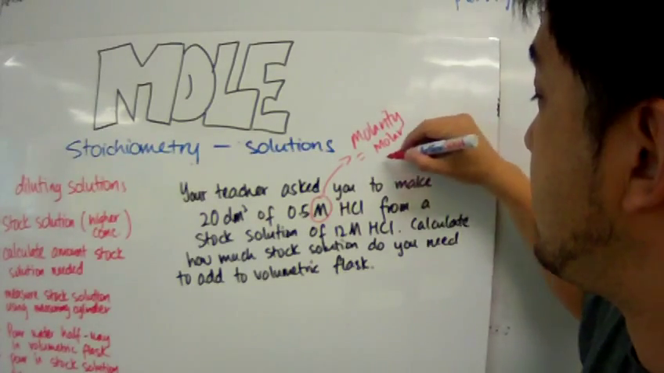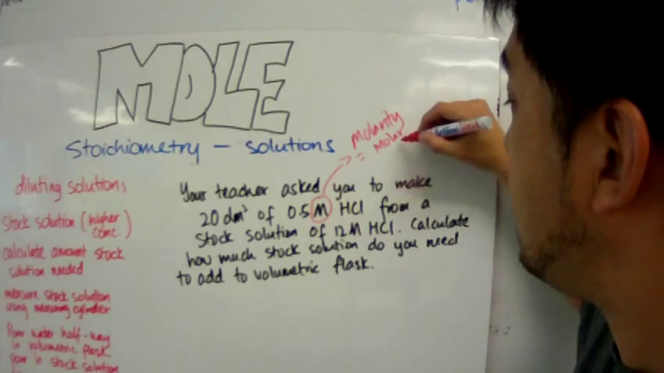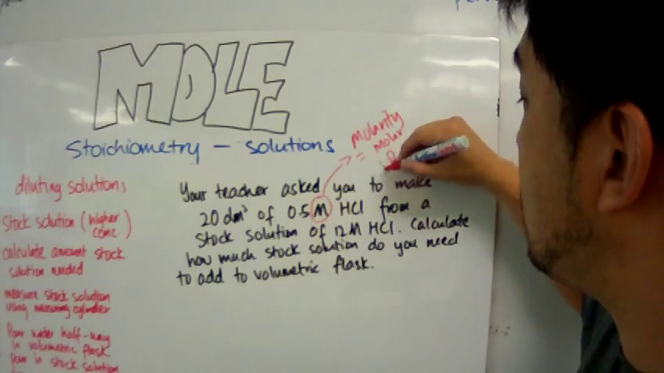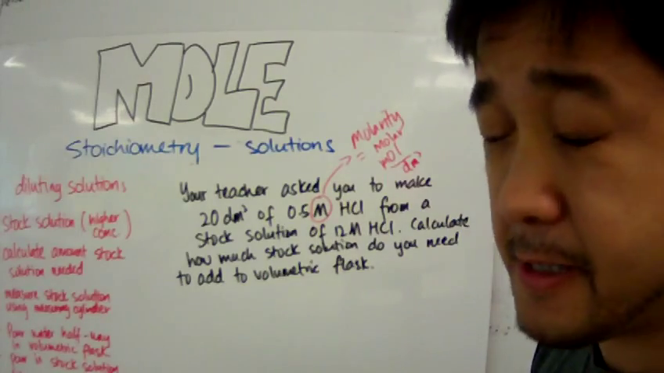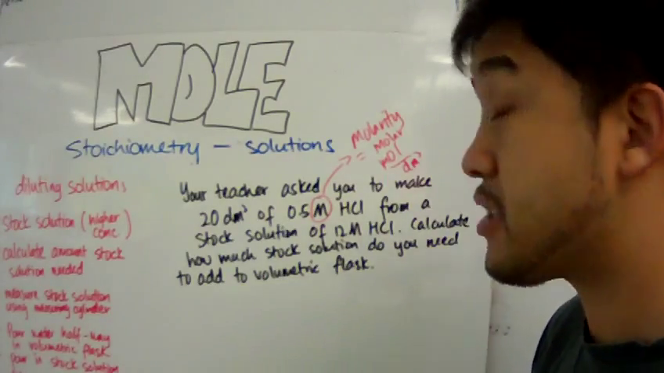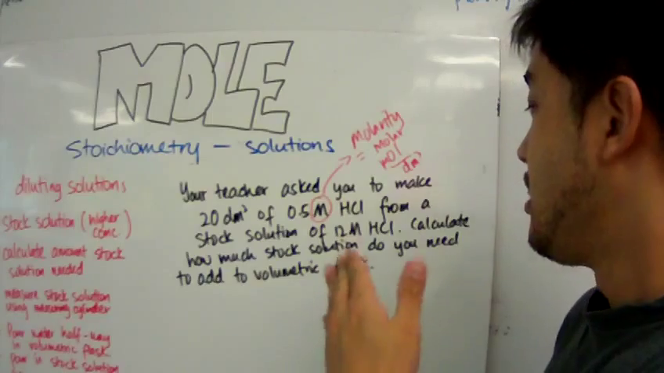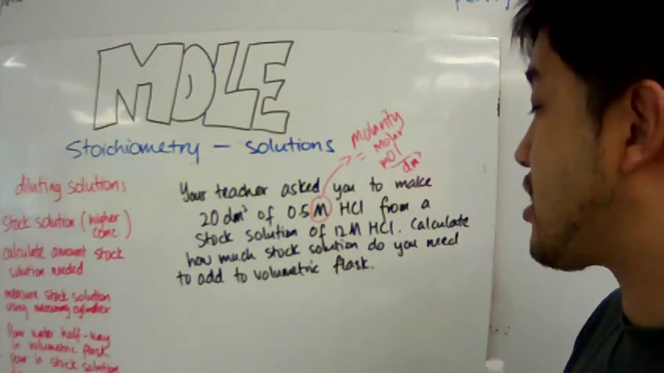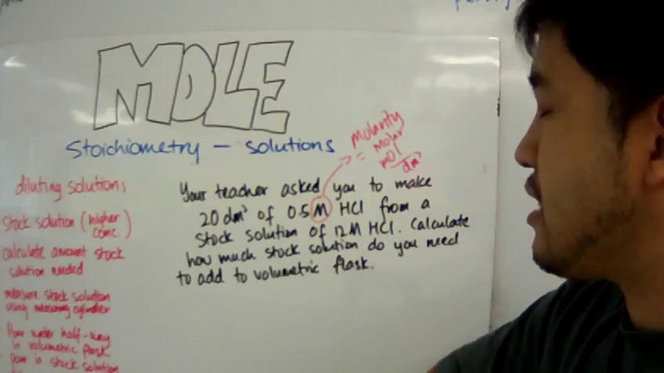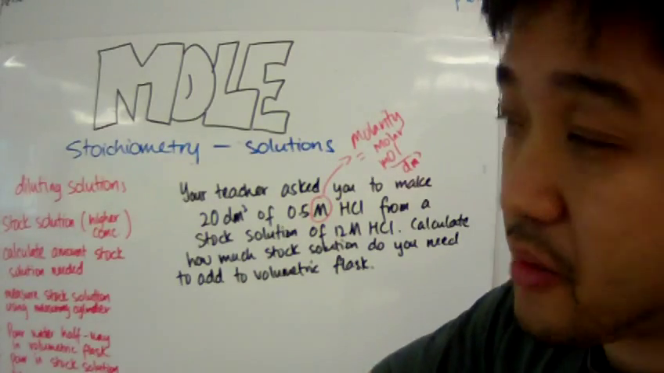Molar is simply moles over volume of solution, in this case water. So from a stock solution of 12 molar hydrochloric acid, calculate how much stock solution you need to add into the volumetric flask.